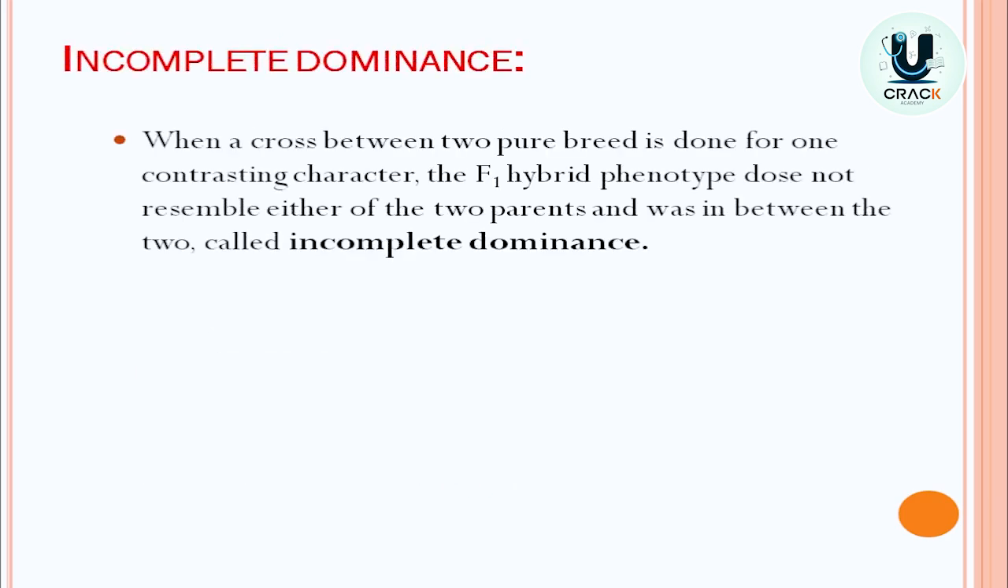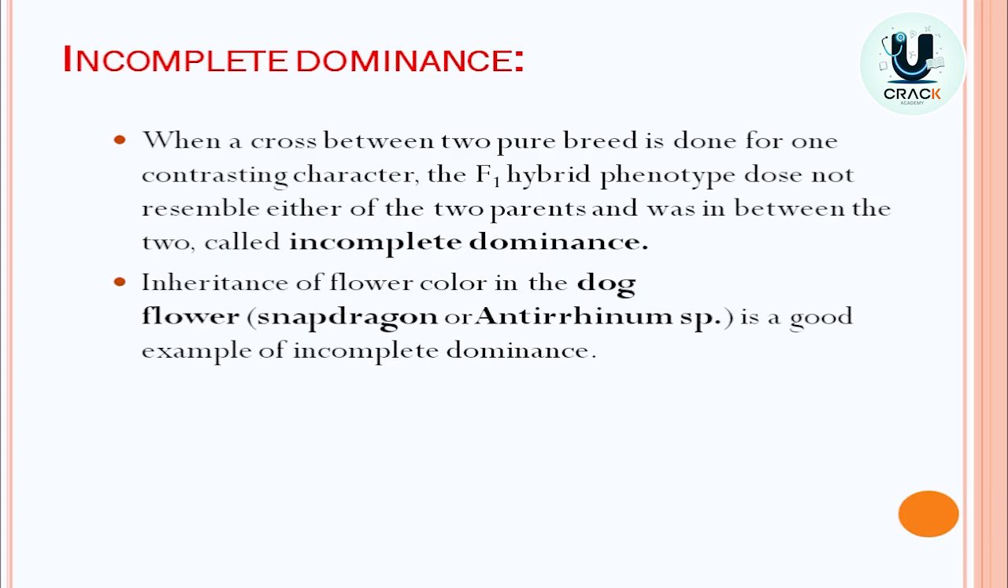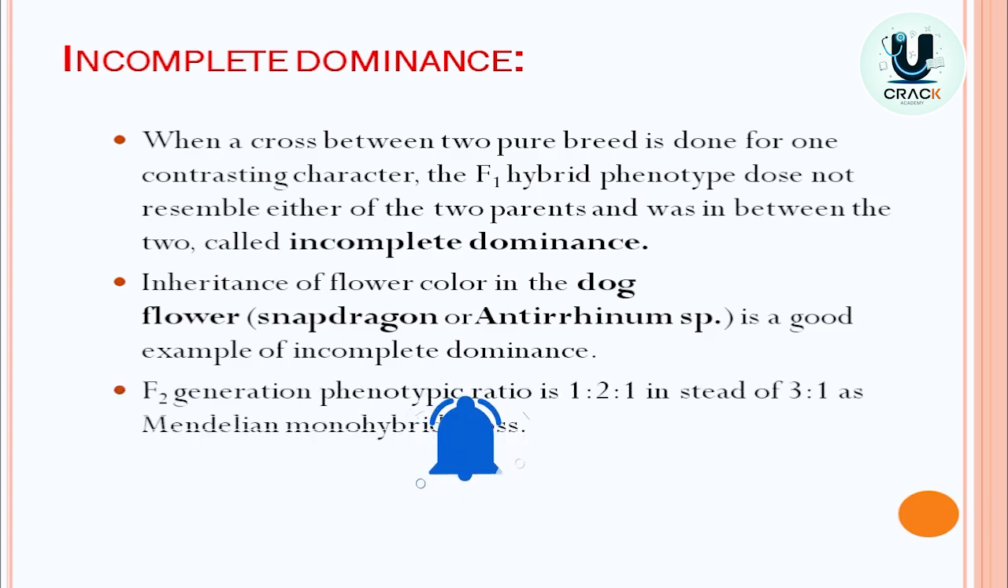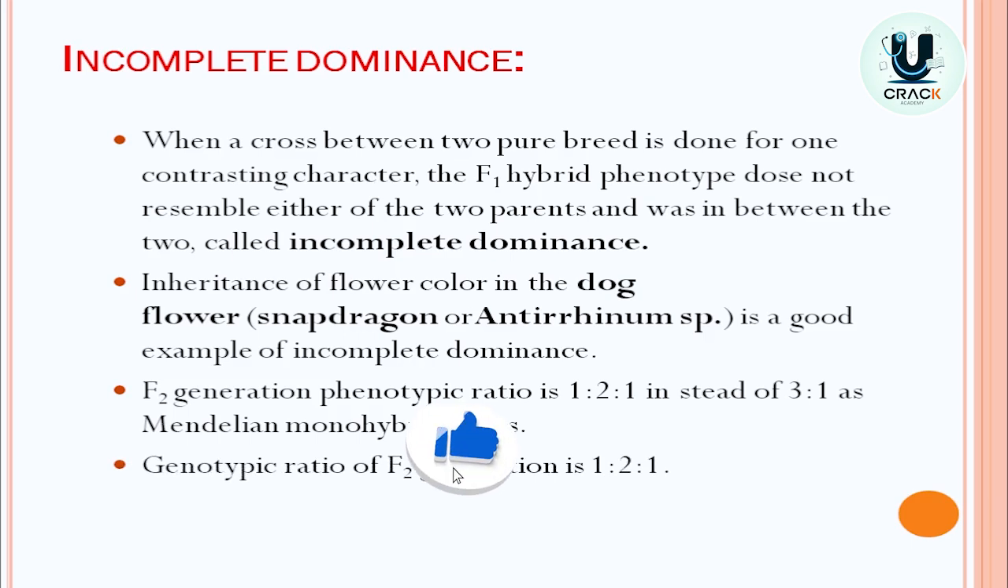Incomplete dominance. When a cross between two pure breeds is done, the F1 hybrid phenotype does not resemble either of the two parents but is in between the two. That is incomplete dominance. Inheritance of flower color in the dog flower, snapdragon or Antirrhinum species, is a good example of incomplete dominance. The F2 generation phenotype ratio is 1:2:1 instead of 3:1 as in a Mendelian monohybrid cross. The genotype ratio of the F2 generation is also 1:2:1.